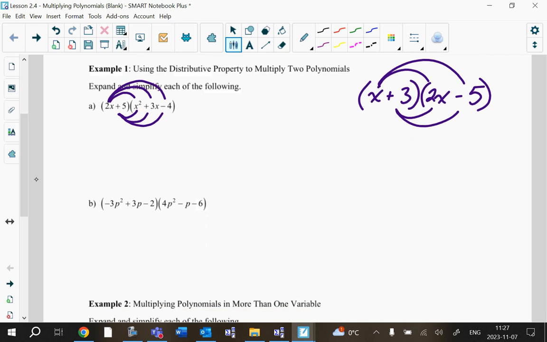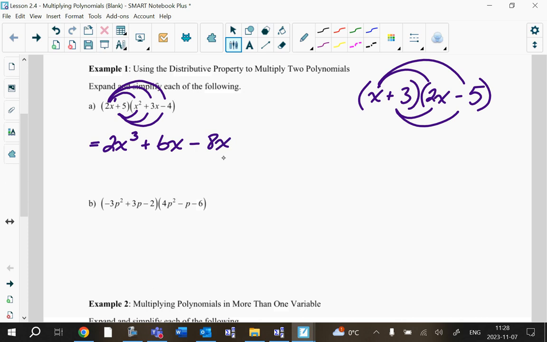So 2x times x squared. What's 2x times x squared? 2x to the power of 3, because remember, 2x is the same as 2x to the first. So there's actually 3 x's getting multiplied there. Plus, what is 2x times 3x? 2x times minus 4. -8.